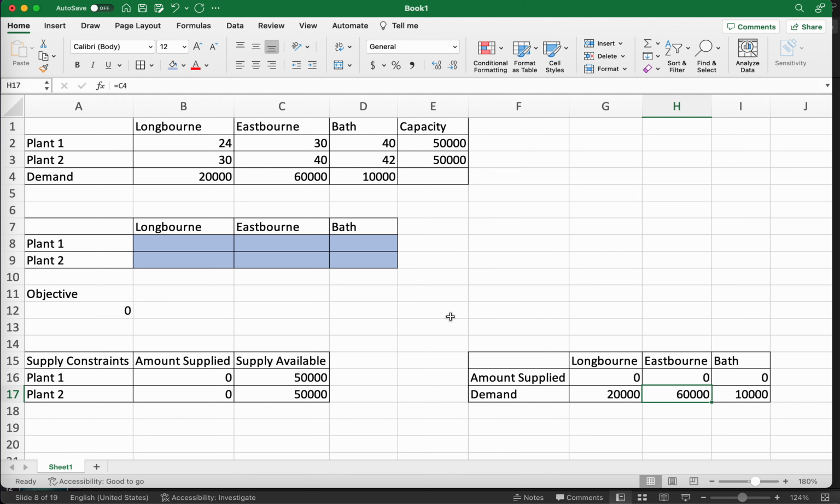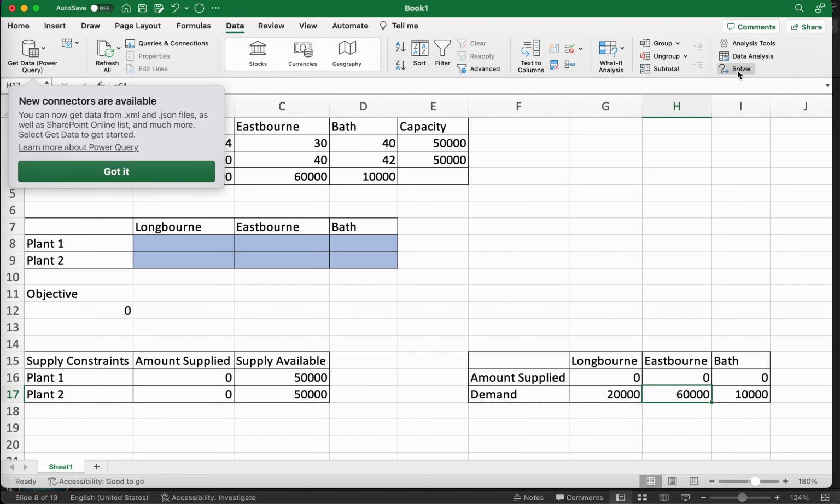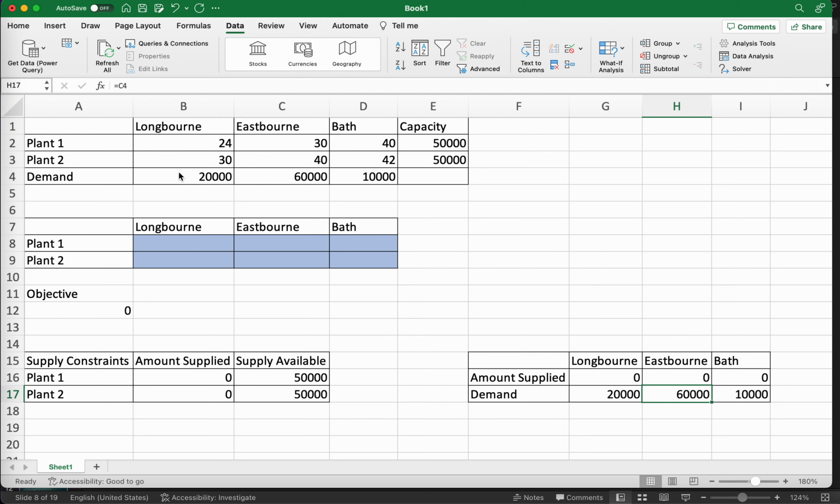Now, bringing up Solver. It's already there on all Excel sheets, but you might not be able to see it. If you go to Data, you should be able to see Solver here. It's similar in both Windows and Mac. If you don't see Solver here, the way you bring it up in Windows and the way you bring it up in Mac is very different. In a Mac, it's easier.